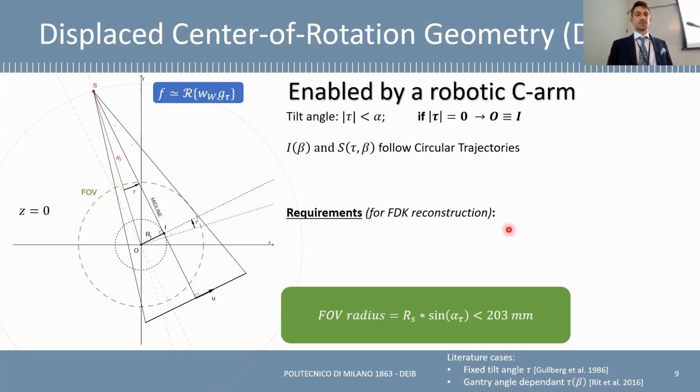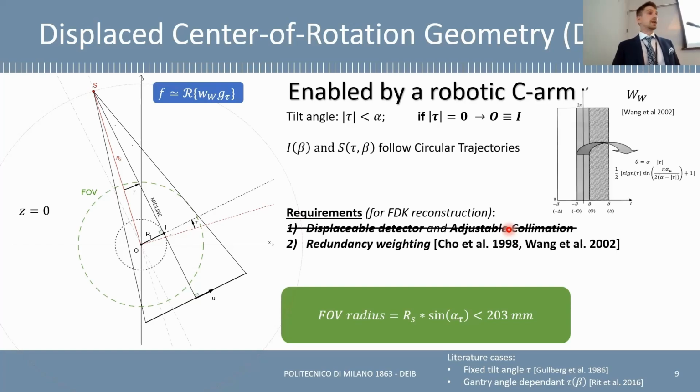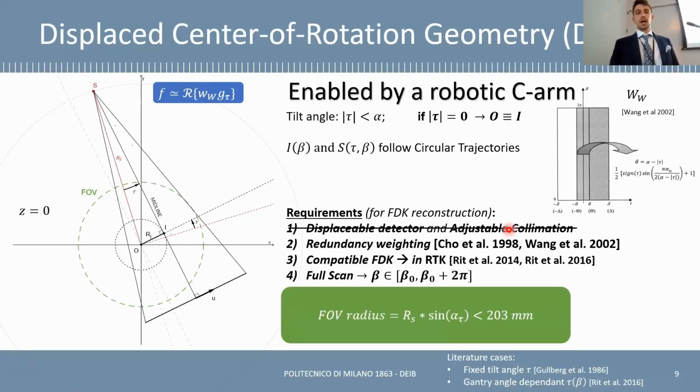So what do we need to reconstruct? The displaced detector and adjustable collimation, no more. The redundancy weighting still, but we had that already, and Wang accounts for this. We need a compatible FDK implementation, but we have that in RTK. But we still need a full scan. So this is still not an option for a CNAO system, or at least it's not practical unless we can find a way to have the 360-degree rotation in a safe way for the patient.